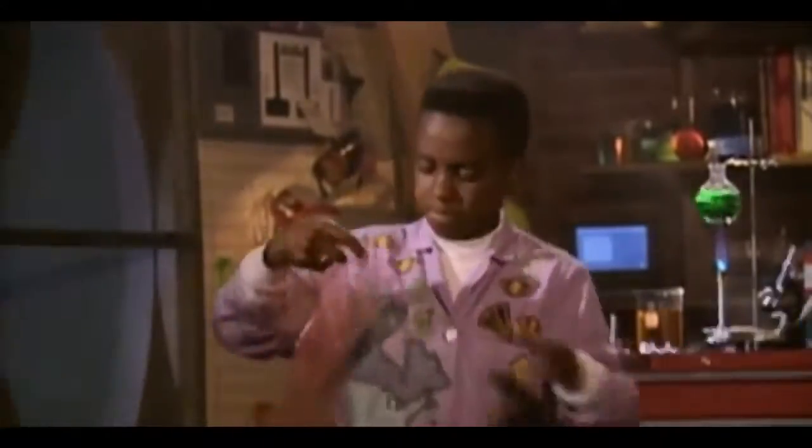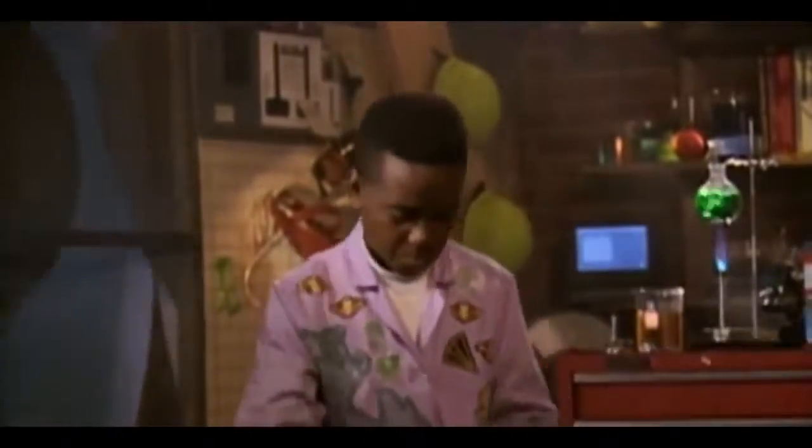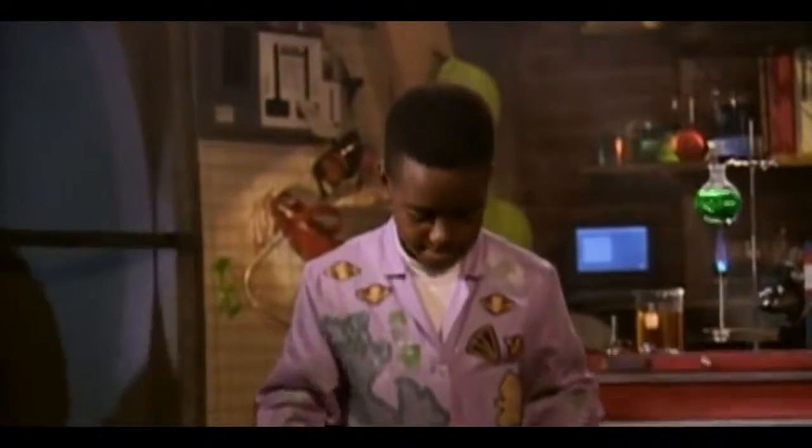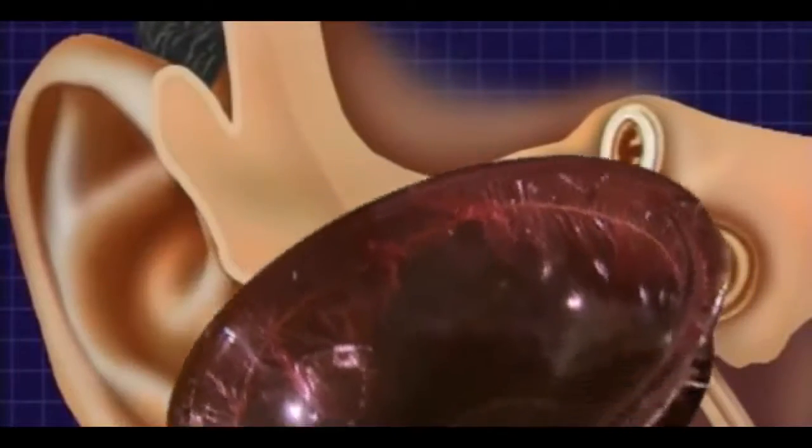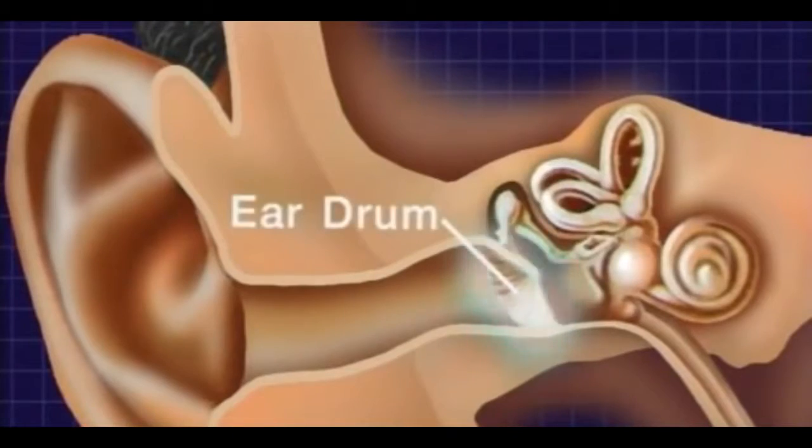You can make a model of your eardrum at home. All you need to do is stretch some plastic wrap over a bowl, strap it with a rubber band, and there you go. It looks like an eardrum. Now, whenever I make a noise here in the lab, the eardrum vibrates. I'll use some salt to help you see what's going on.